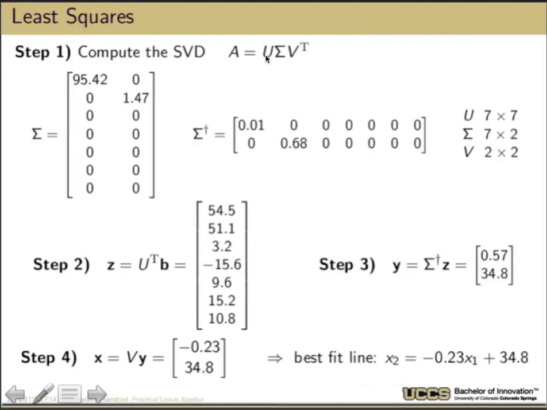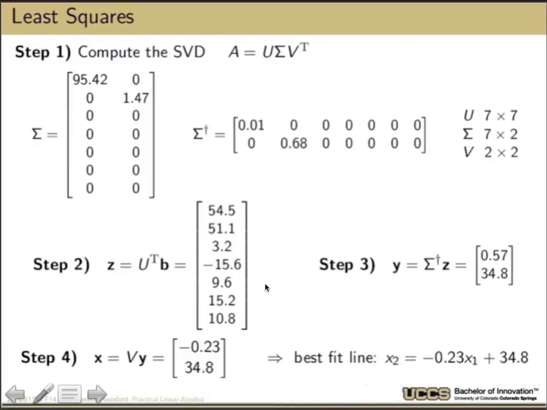So if we go to compute the SVD of this, you're going to get 3 matrices. Your diagonal matrix, or sigma in this case, has 2 singular values, 95.25 and 0.17. You can take its pseudo-inverse and you get 0.01 and 0.68. U and V, I'm not going to show you here. I think they're actually in the book. And then to solve it, we simply take U transpose times B.